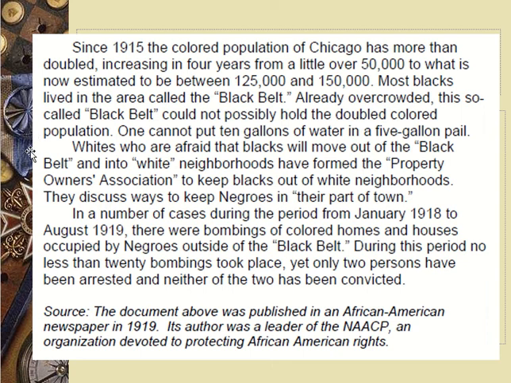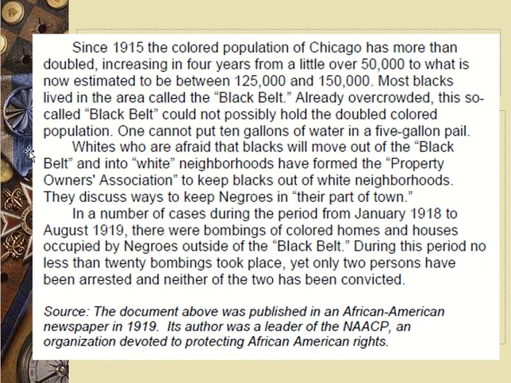Whites who were afraid that blacks would move out of the Black Belt and into white neighborhoods had formed the Property Owners Association to keep blacks out of white neighborhoods. They discussed ways to keep Negroes in their part of town. In a number of cases during the period from January of 1918 to August of 1919, there were bombings of colored homes and houses occupied by Negroes outside of the Black Belt. During this period, no less than 20 bombings took place, yet only 2 persons have been arrested, and neither of the 2 have been convicted.